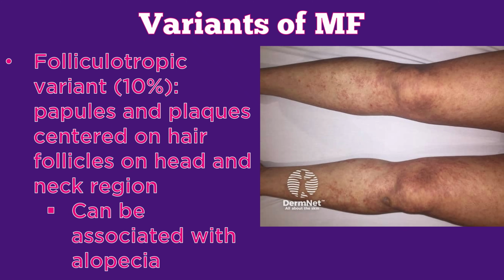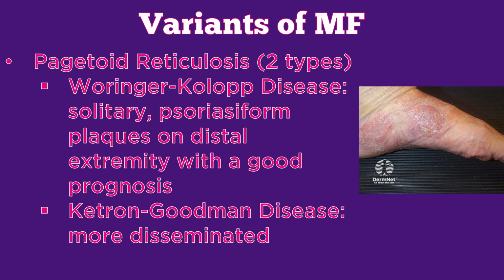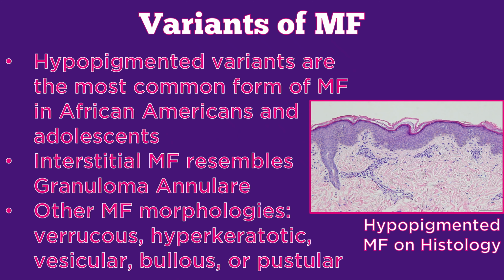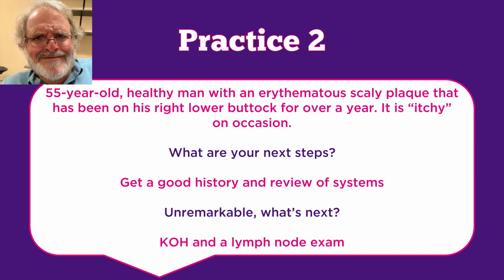Okay, so you know a few rudimentary facts about Mycosis fungoides? Is that all you've got? There are several variants of MF, which include the folliculotropic variant, pagetoid reticulosis consisting of Woringer-Kolopp disease, or the Ketron-Goodman variant, granulomatous slack skin, and a variety of presentations which include poikiloderma MF, hypopigmented MF, interstitial, verrucous, vesicular, bullous, or even pustular variants of MF. Dr. Grumpypants replies, "I see you still have much to learn."